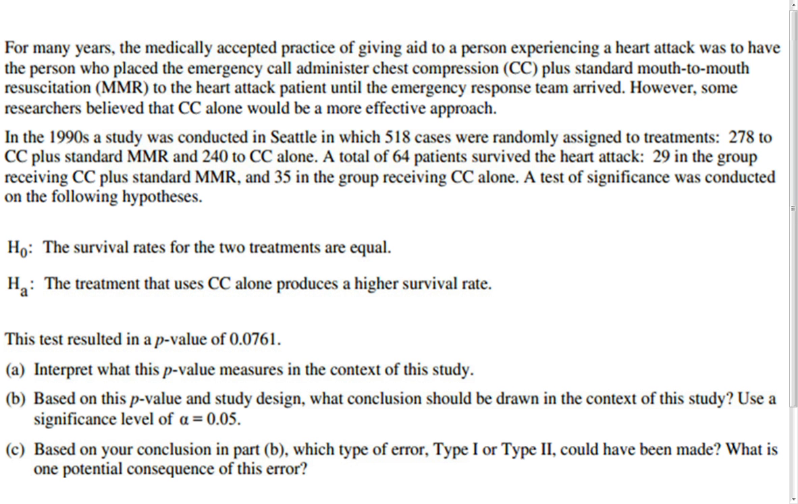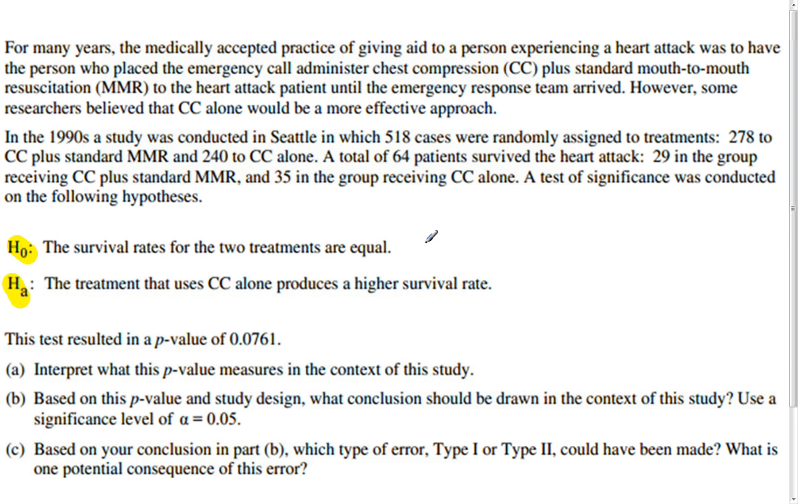So jumping down to the bottom here, we have our null hypothesis and our alternative. Our null says that the survival rates for the two treatments are equal. That's always the null, that the proportion that survived one is the same as the proportion that survived the other, or if it was a test of the mean, that the two means were equal. The alternative is that the treatment for using just chest compressions has a higher survival rate, so that that proportion can be higher than the one of the mix.